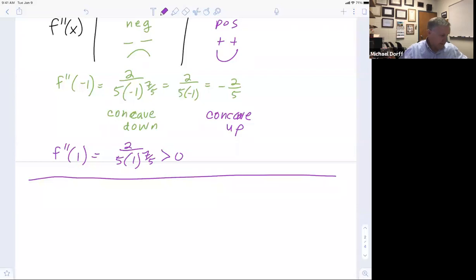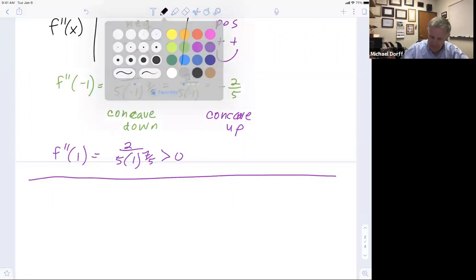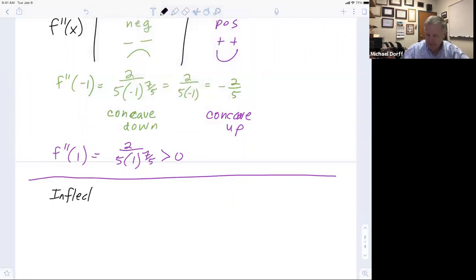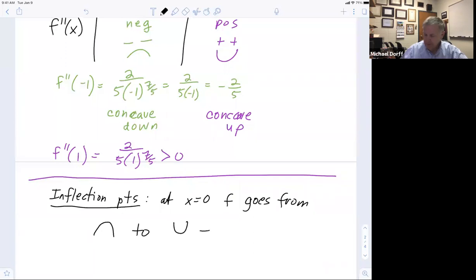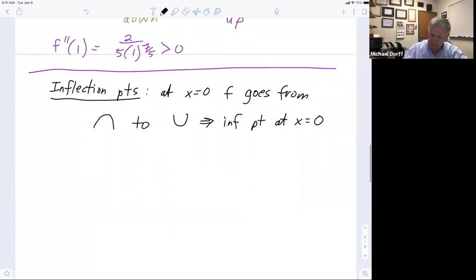All right, anything else I want to mention on this function? Oh, yes, inflection points. We have an inflection point here. Inflection points are when it goes from concave up to concave down, or concave down to concave up. At x equals 0, f goes from concave down to concave up. So that implies there's an inflection point at x equals 0. And the last thing I'm going to mention is symmetry.